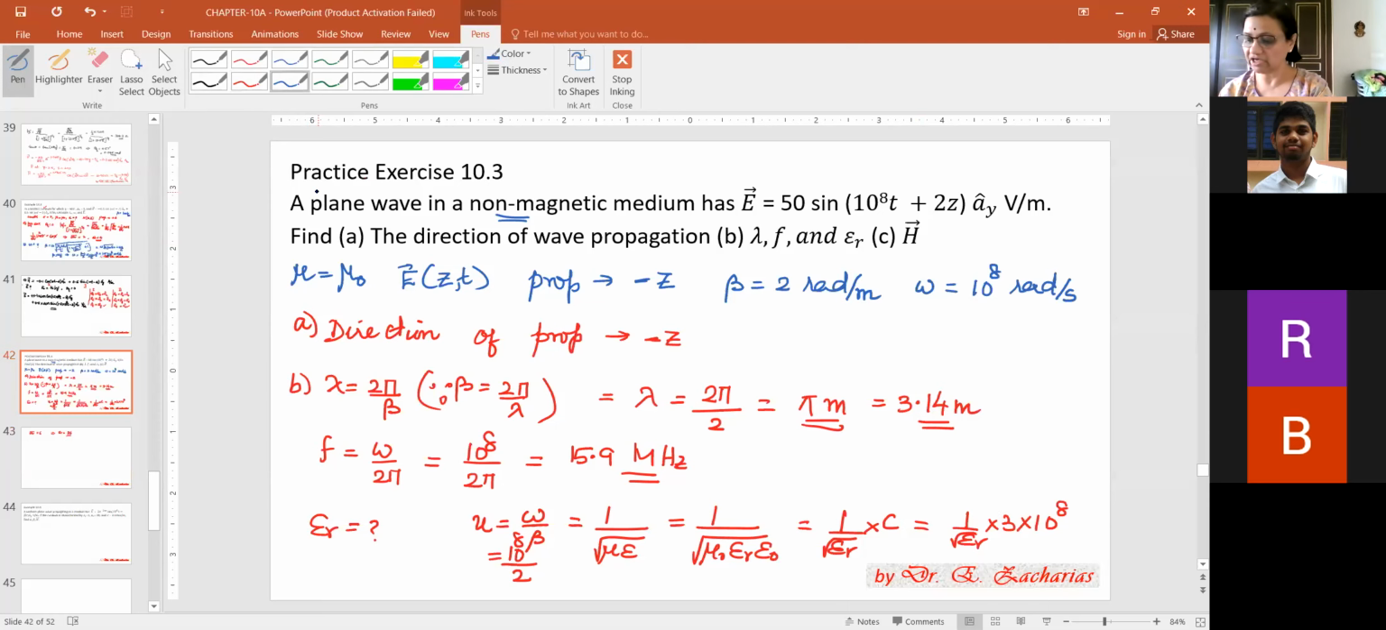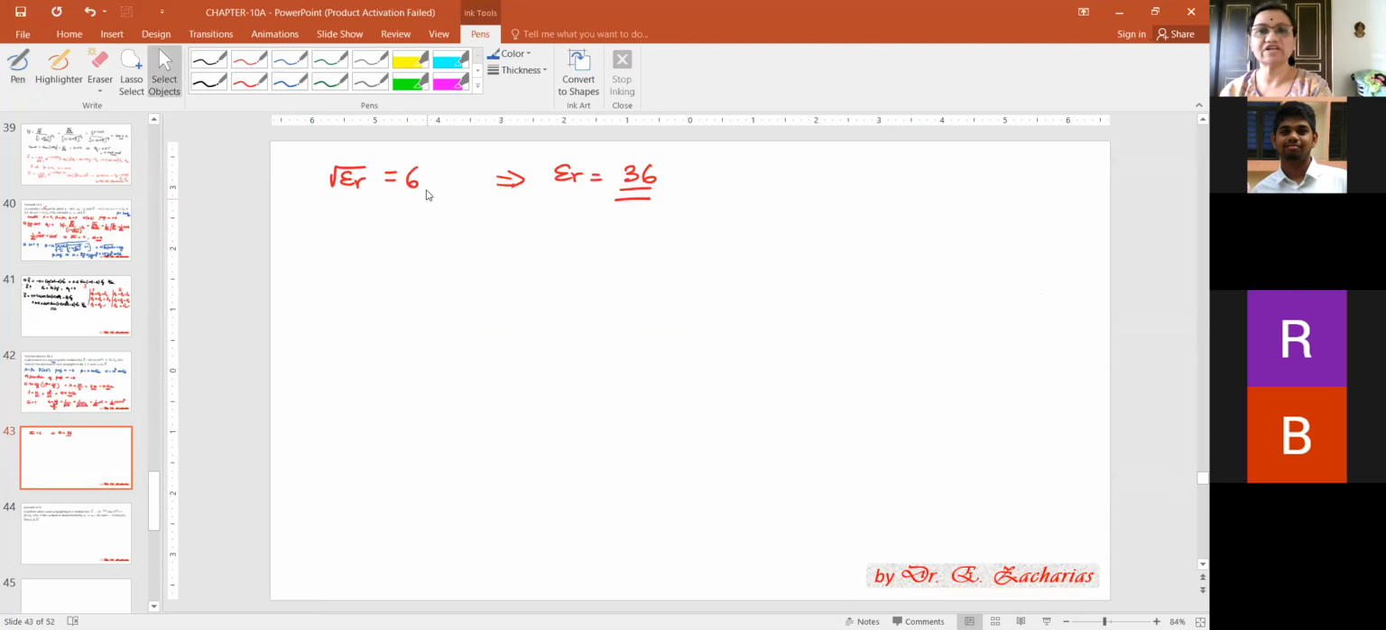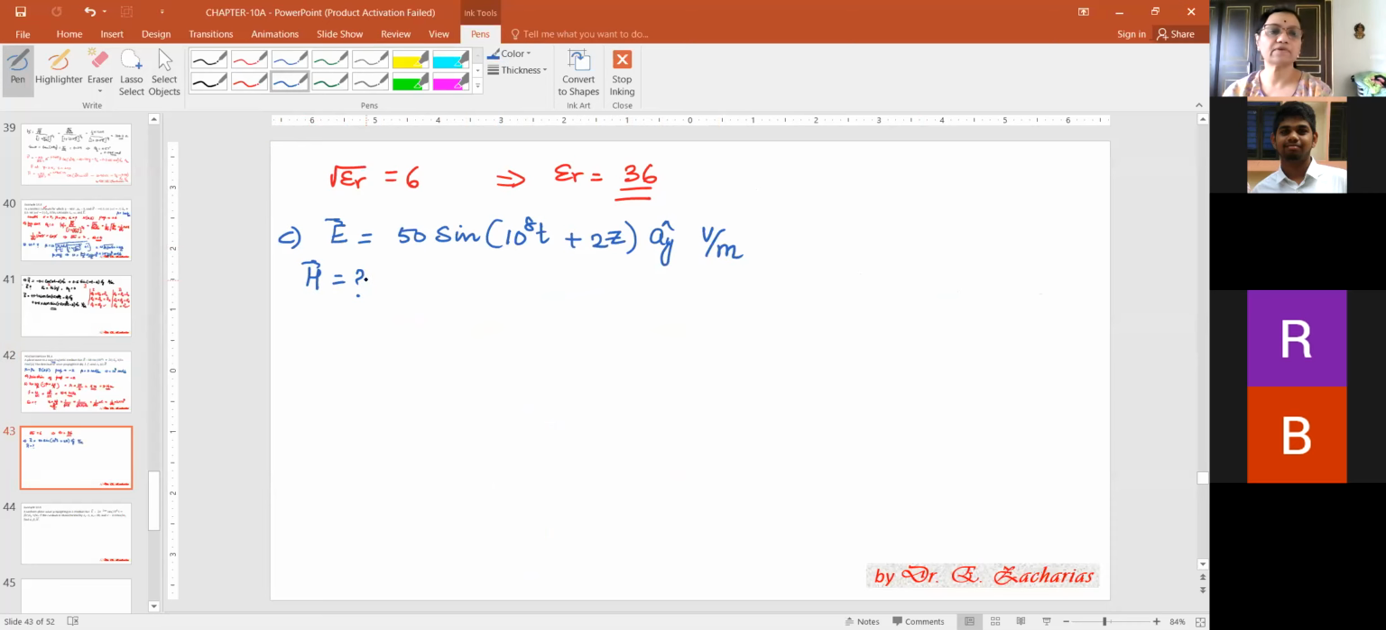For that, I need to write the basic equation. Let me go to the next slide and write it. The electric field is given to you as 50 sine of 10 to the power of 8 t plus 2z along the ay cap direction, volts per meter. You have to find out h. What's the first thing you need? You need to first get the direction. So aE cross aH equal to aK. Now do it.